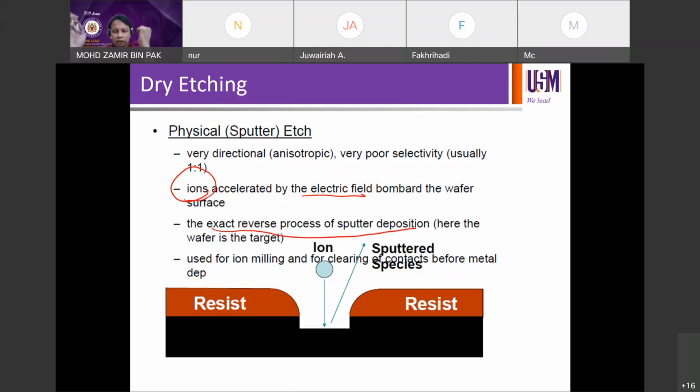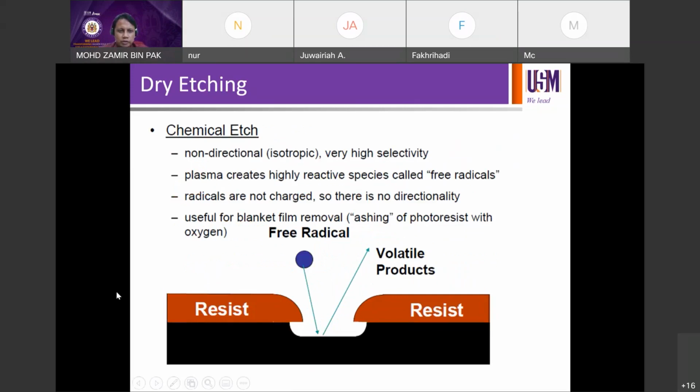Jadi saya akan tunjuk. So ion in this case is for milling. Milling means you clear the area, for example for clearing of contact before metal deposition. So in this case, the ions are accelerated to the surface and remove this area from, say, resist. Okay, so that's one. So the second one is called chemical etch. The first one was physical etch.